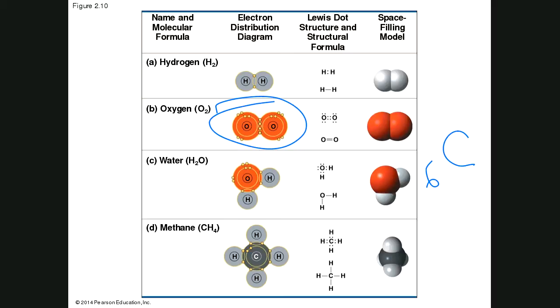Now, let me ask you something about sharing for a second. Do you have to share things equally? Is it a requirement to share things 50-50?